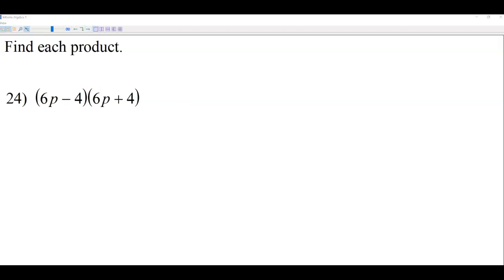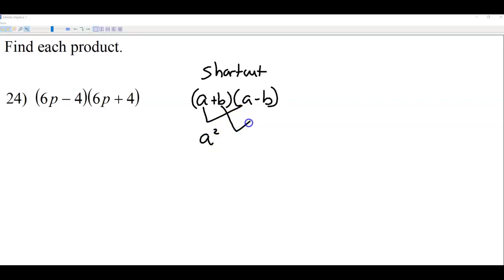All right, now we could do the box method on this and it will work. But the reason I've included this is because this is one of our shortcuts. This shortcut is the one that looks like this. A plus b times a minus b. So when you have two binomials that are exactly the same, it's just that one's a plus and one's a minus, all you have to do is multiply the first ones together and multiply the last ones together, and you're done. You don't have to do a box method on this one. So the reason for that is because the middle term cancels out.